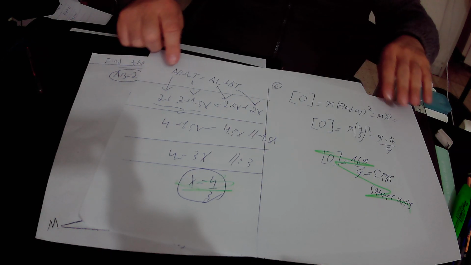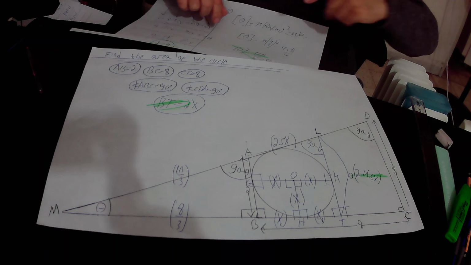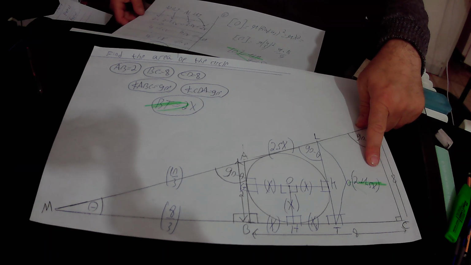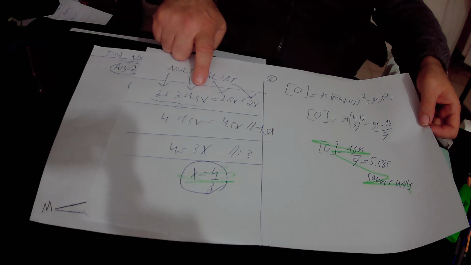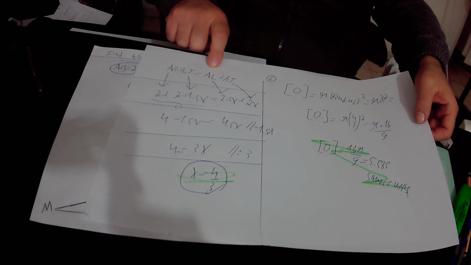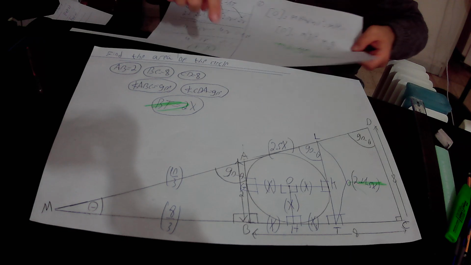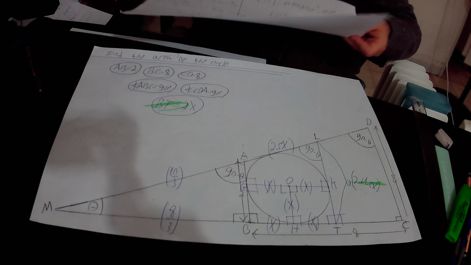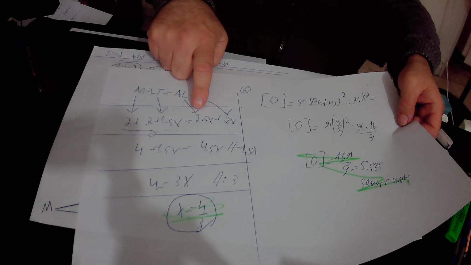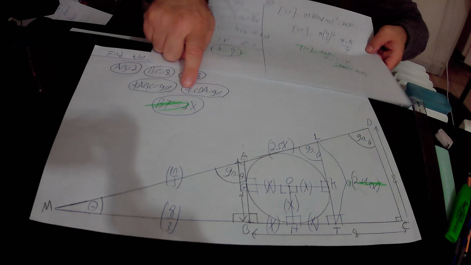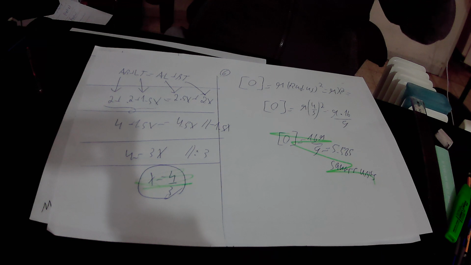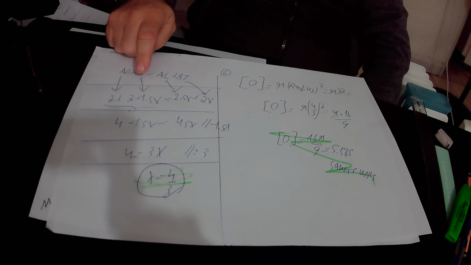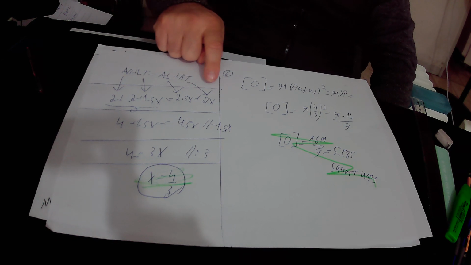AB is 2, and what is the value of LT? LT is 2 plus 1.5x. So we substitute LT by 2 plus 1.5x, and it equals AL plus BT. AL equals 2.5x, therefore we substitute AL by 2.5x. BT equals 2x, therefore we substitute BT by 2x. So in conclusion, we found out that 2 plus 1.5x equals 2.5x plus 2x.